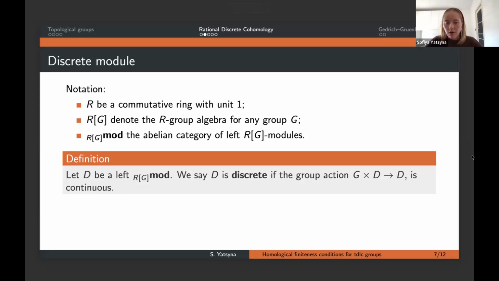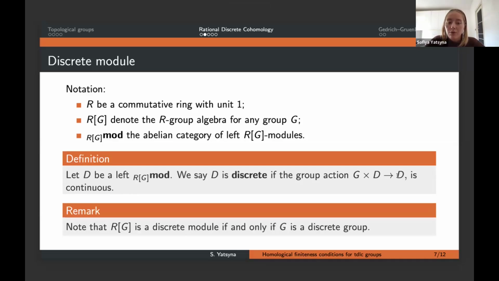So we say that a module is discrete. This is the discrete part of our cohomology. We say it's discrete if the group action is continuous. Here, the group G has the discrete topology, but the product is given the product topology. And if our group G is a discrete group, then this module is just a discrete module, like the regular discrete modules we work with.